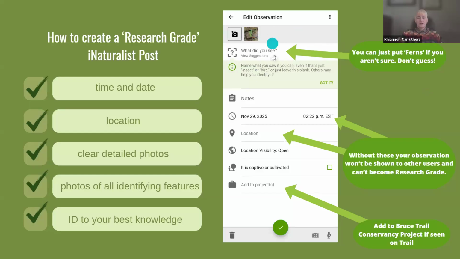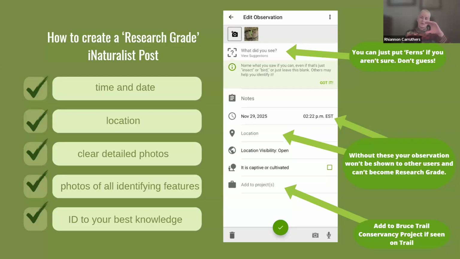So for what did you see? If you know for sure, 100%, that it is a spinulose wood fern, you can put that in. If you're not sure and you know that it's a wood fern, but you don't know which, you can just put the genus Dryopteris. And if you know, hey, this is a fern, but I don't know what type, you can just put ferns. It's really important not to guess. If you put in a guess and it's wrong, and then somebody else puts in the right answer, your wrong guess is weighted the same as the correct answer.